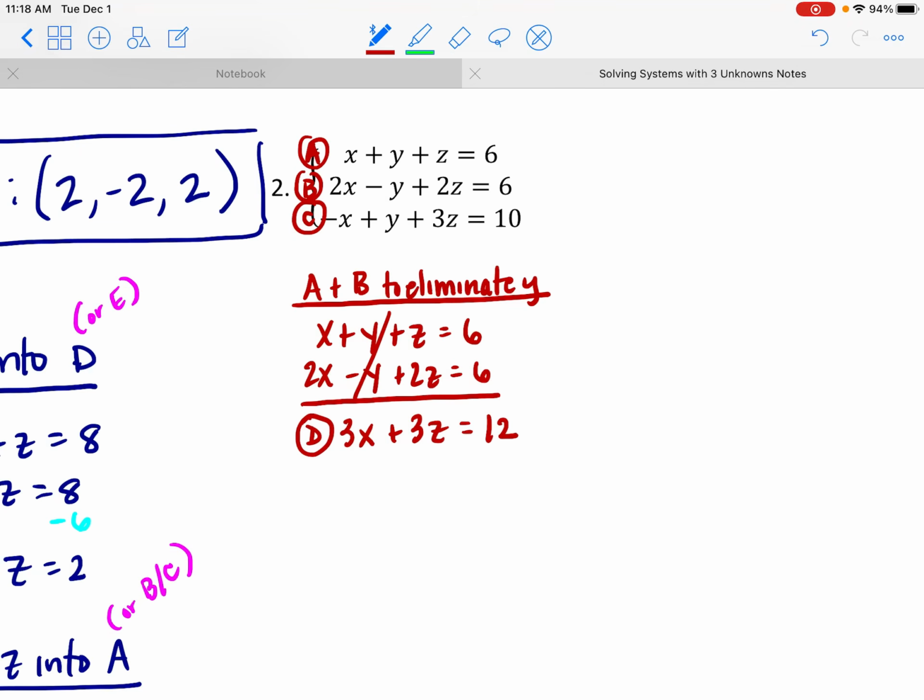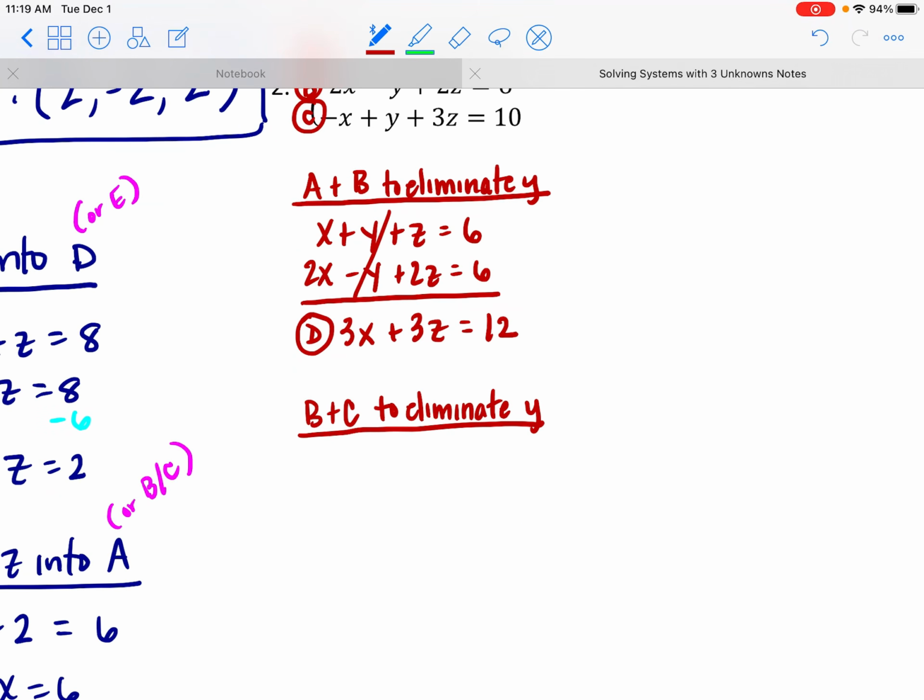Now I need to pick two different equations but eliminate the same variable. So I'm going to use B and C this time. If I just add these as is, y's will go away once again. So I'm going to take B and add C to, again, eliminate y. Two different equations, same variable to get rid of. So let's get B and C together.